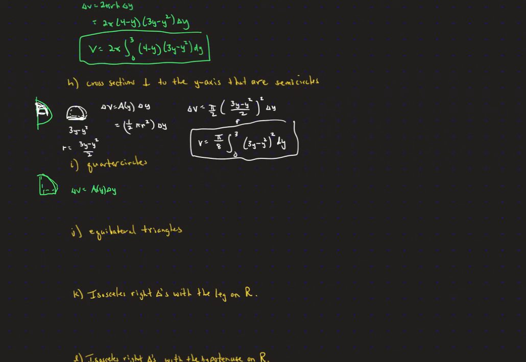So a quarter circle is going to be 1/4 pi r squared times our delta y. So that's going to be pi over 4 times, and our radius in this case is just our function, and then we have a delta y. So our volume is going to be pi over 4 is the constant that comes out, and we get 3y minus y squared dy.